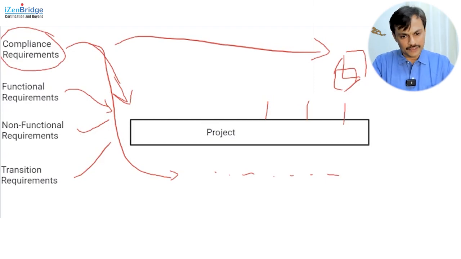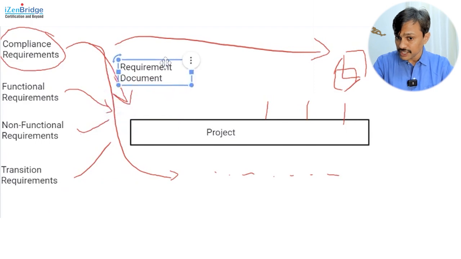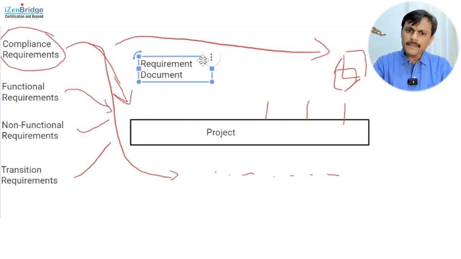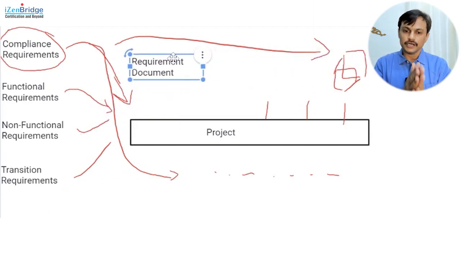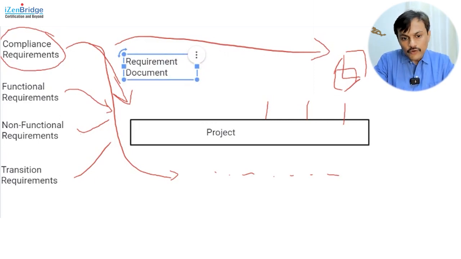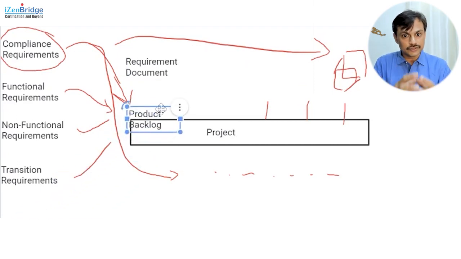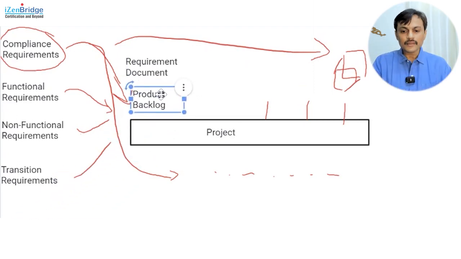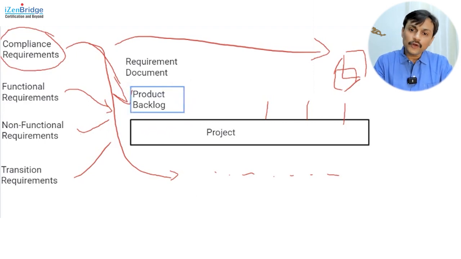Now, how do we work with them? In general, the product related compliance requirements, which are validatable in the product, may get captured first in your requirement document if you are following predictive lifecycle. If you are following adaptive lifecycle, then they will get captured in a product backlog, because these are the things which need to be built.